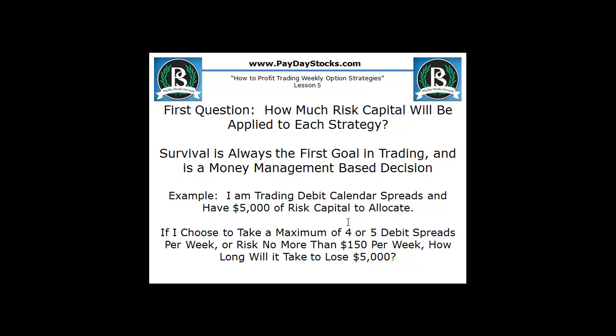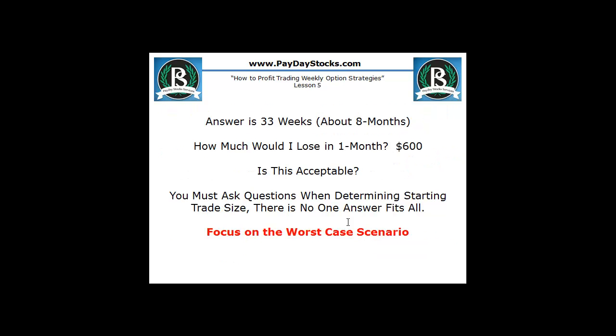Okay? So how much would I lose in 1 month? $600. Are these two things acceptable? What's the probability of seeing all of your debit spreads lose the maximum risk for 8 months? Very, very, very small. But if that's acceptable to you, if you're willing to take that risk, then you probably have a very solid starting point of what you want to allocate. If then you break it down to something closer.